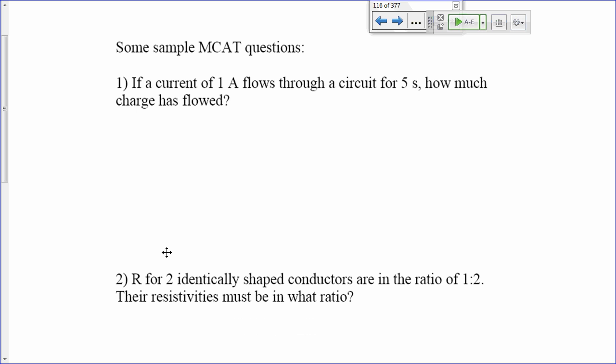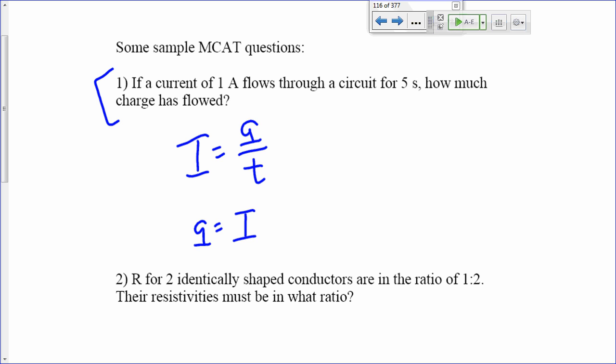All right, these are just some sample MCAT questions. These are pretty simple. I just wanted to show you all some ideas. I think only one of you is MCAT here, but I just pulled these from Kaplan. So if a current of 1 amp flows through a circuit for 5 seconds, how much charge is flowed? Well, this is just based on our definition for current. All right, so Q is current times time. It's going to be 1 amp times 5 seconds, which is 5 coulombs of charge.